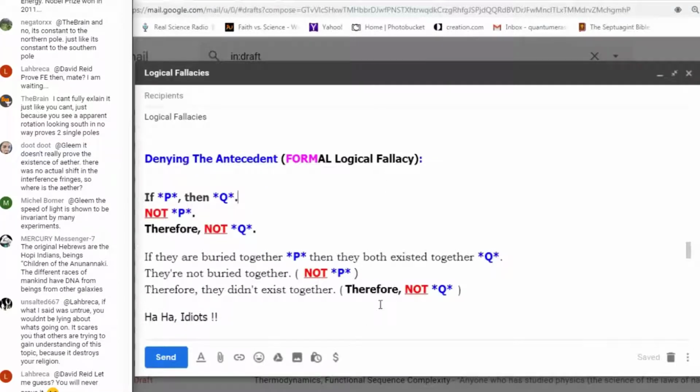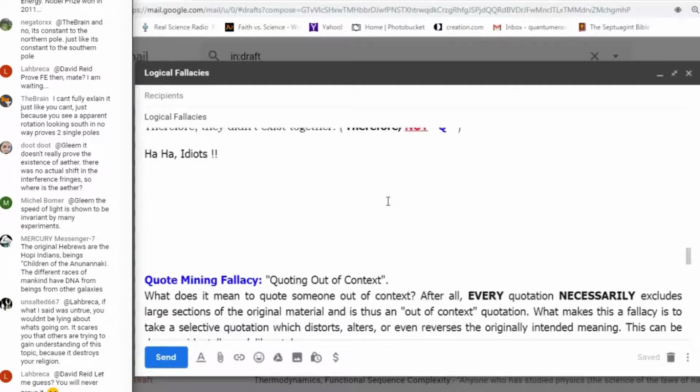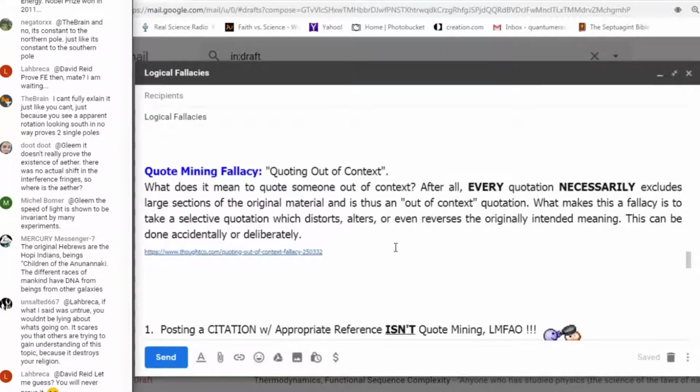Hold on, what about pressure gradients? Wouldn't that fall into denying the antecedent? We'd have to try it. I'd have to look at it. We'll have a look. Anyway, some other time, later on. Yeah. All right.